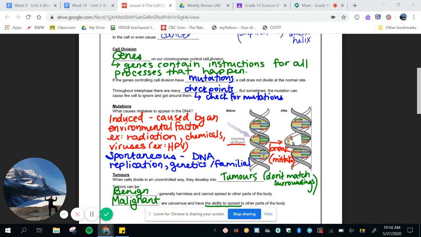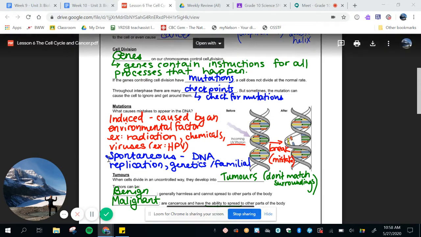So on the side here, I just want to show you really quickly. Here is like a normal DNA helix. And then here's one after UV light has hit it, and there is a break in the DNA. Okay, that break shouldn't be there, so we consider that a mistake or a mutation.